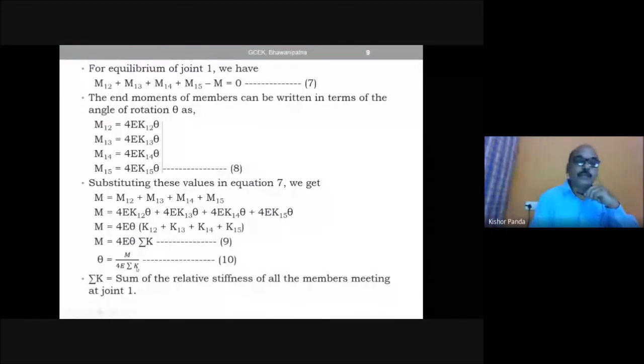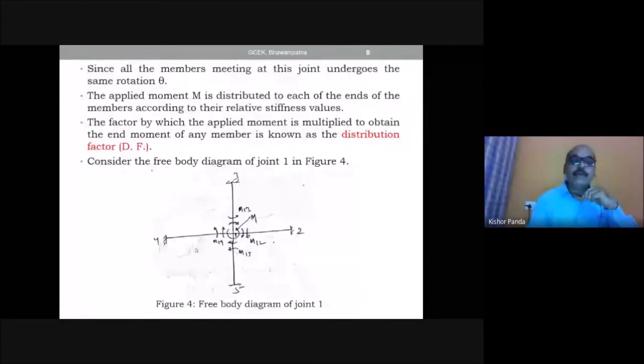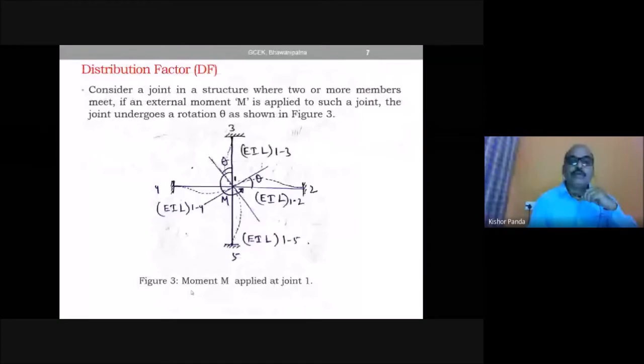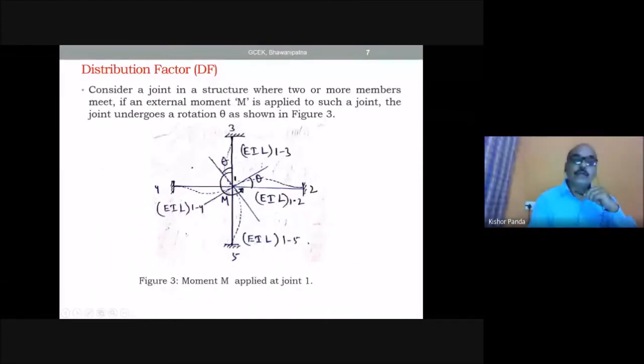So what is summation of K? Summation of K is equal to the sum of the relative stiffness of all members meeting at joint 1. Here, how many members meet at joint 1? 1-2, 1-3, 1-4, 1-5. What is the sum of the relative stiffness here? Sum of K is equal to K12 plus K13 plus K14 plus K15. That is, you have to find out individually for each member what is the relative stiffness. Then the sum of these relative stiffnesses is the relative stiffness of the joint.